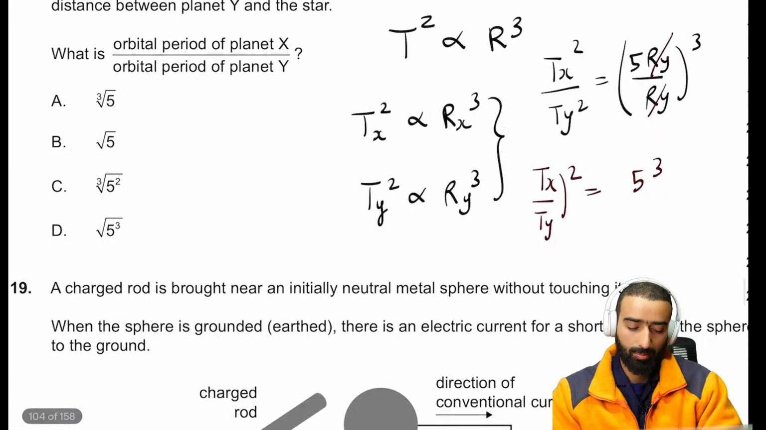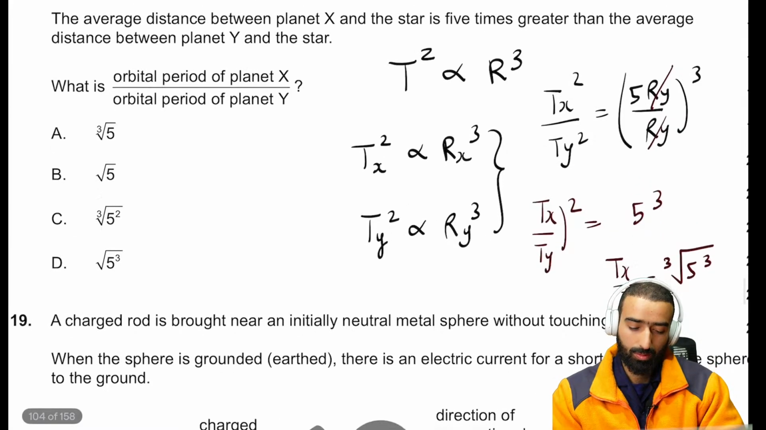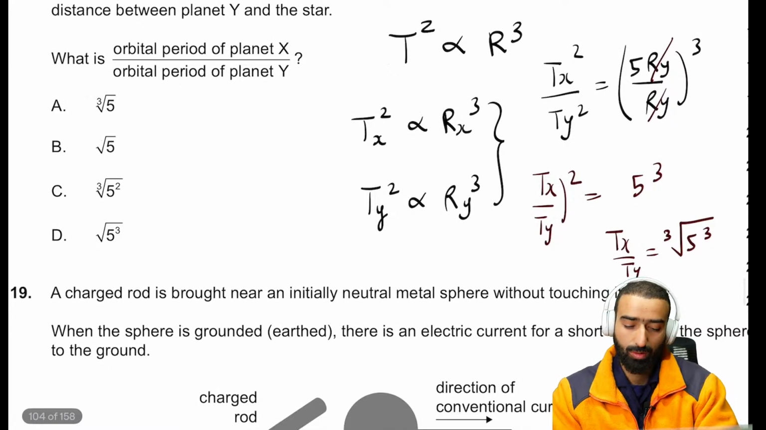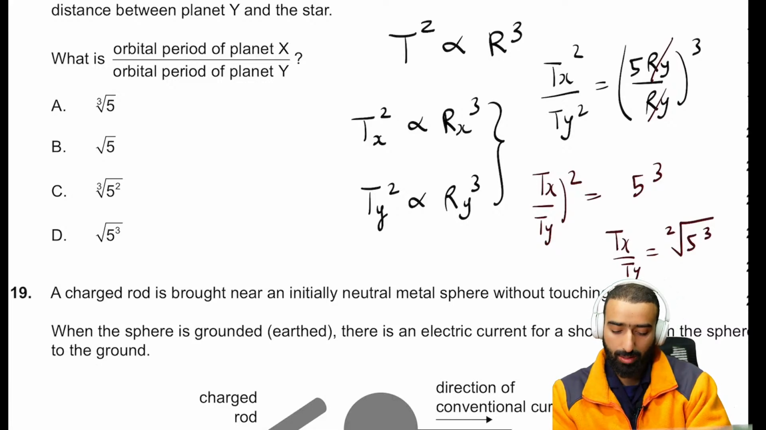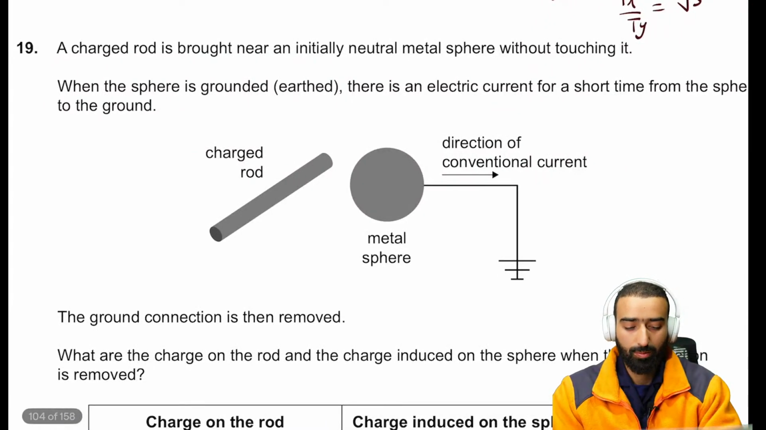That means Tx over Ty is going to be the square root of 5 cube. So the correct option is D. Let's move on to the 19th part of the problem.